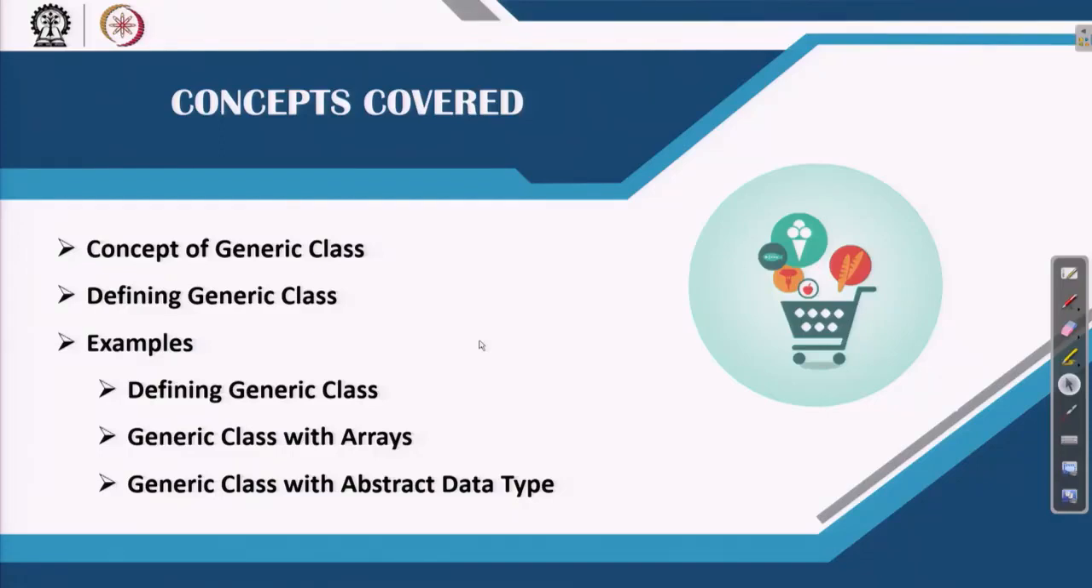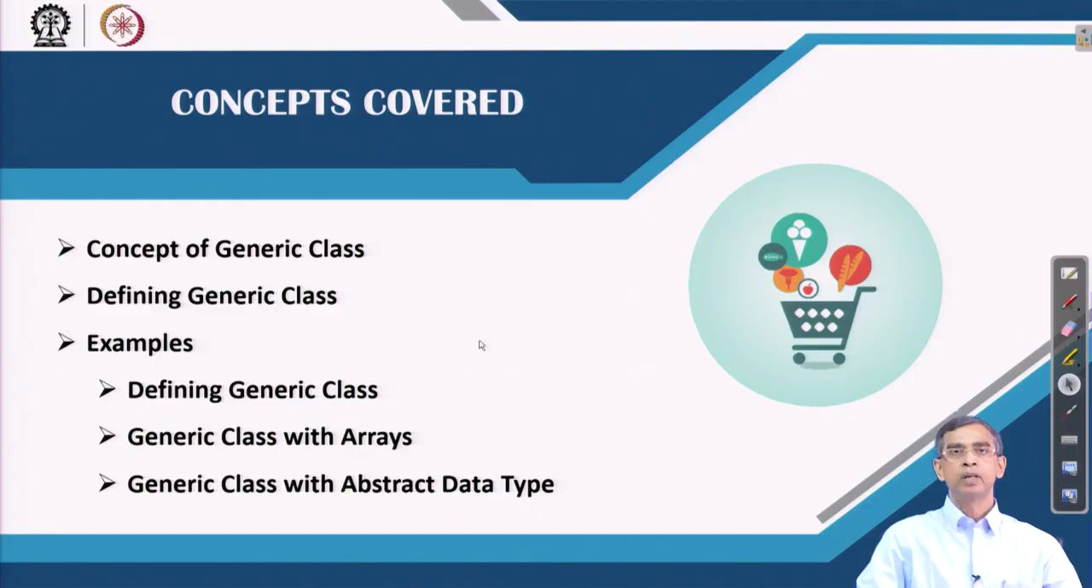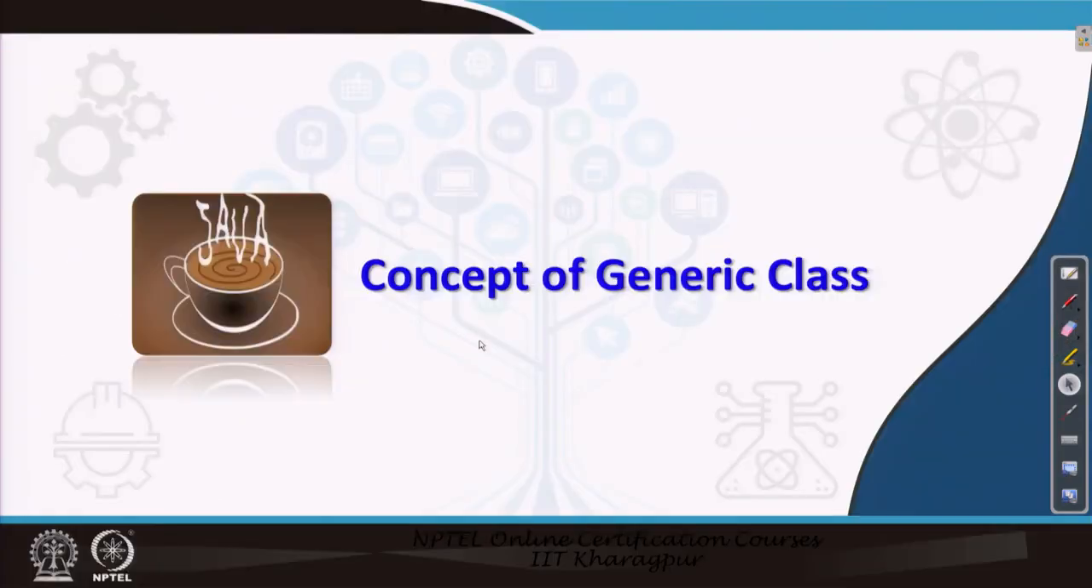Now, in this lecture we will cover the concept of a generic class first, then we shall learn how a generic class can be defined. We shall illustrate the concept and the generic class definition with a few examples. The first example is very simple: how a generic class can be defined, and then a generic class with an array of elements. This array of elements can be of any type, and then we will discuss how a generic class can also hold true for any type of data other than primitive data or user defined data. So, that is the topic that we are going to discuss.